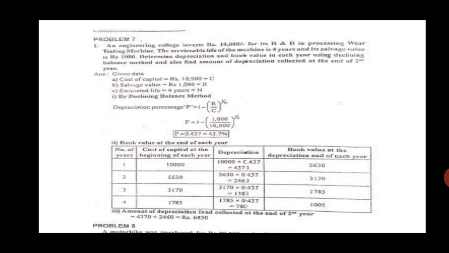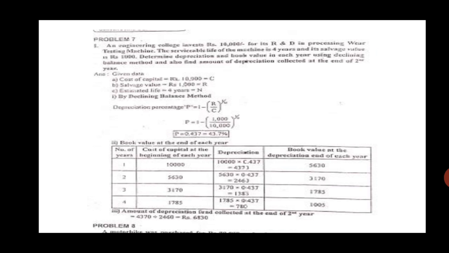Now here the percentage is fixed. The amount is not fixed, but the percentage is fixed, and this will be taken for the book value of each year. Now we will see book value at the end of each year. So again there are 4 columns here. First column, number of years 1, 2, 3, 4, because 4 years life is there. Then second column, cost of the capital at the beginning of each year, that is a capital cost.